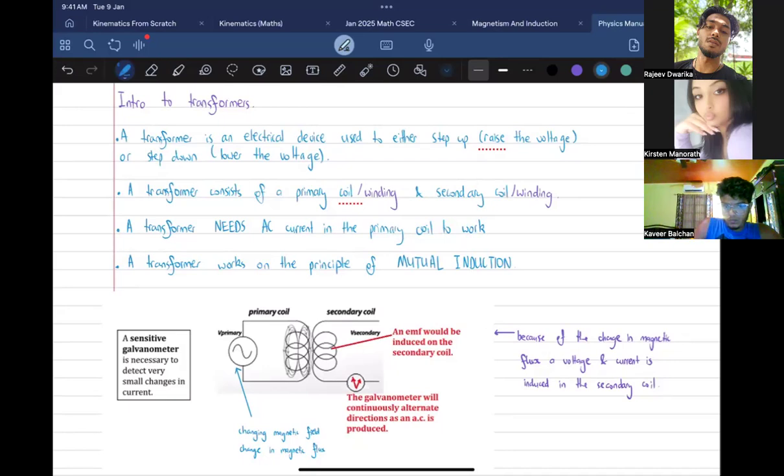A change in magnetic flux. Right. You need a change in magnetic field or a change in magnetic flux to induce a current or a voltage. So that's the main thing, and alternating current does that. So, Kirsten, you agree that a transformer wouldn't work with DC current. As a matter of fact, if you use DC current, you could burn up your house.